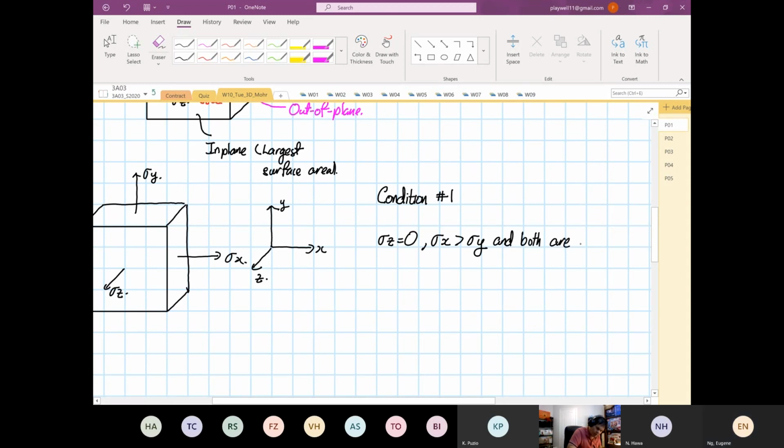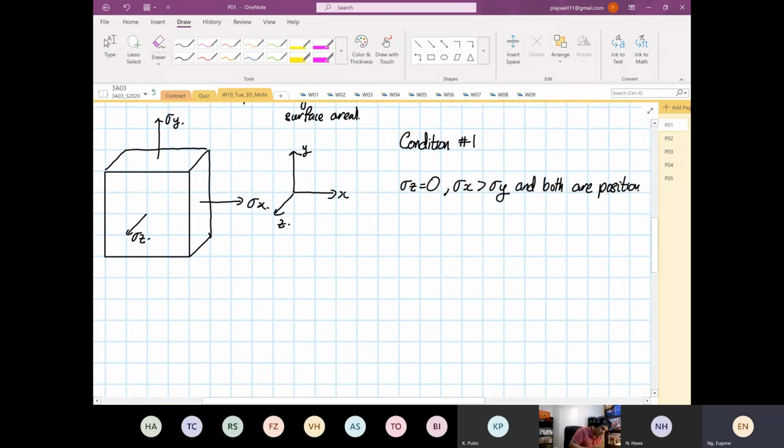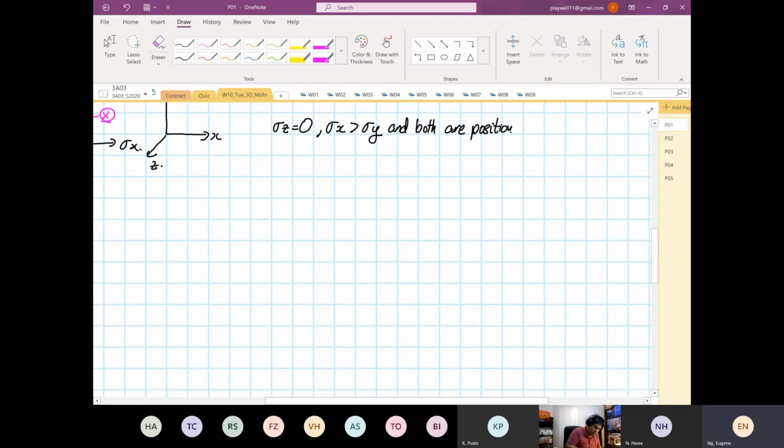So now we're going to sketch out the Mohr circle on this. Okay, so we're going to label this. This is our x, point x, point y, and point z. Okay, so we're going to draw our Mohr circle, 3D Mohr circle, under this condition number 1.